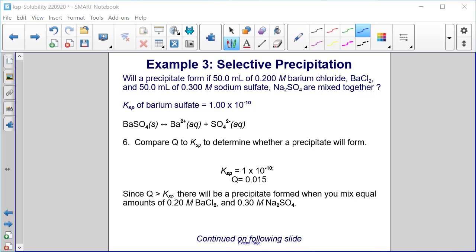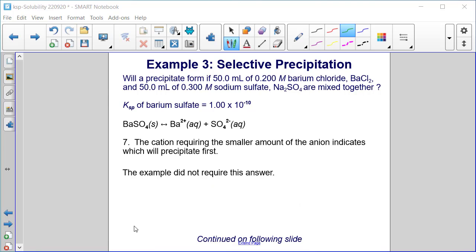Compare Q to Ksp to determine whether a precipitate will form. Ksp is 1 times 10 to the minus 10. Q is 0.015. Since Q is greater than Ksp, there will be a precipitate formed when you mix equal amounts of 0.2 molar barium chloride and 0.3 molar sodium sulfate. For the sake of completion, step 7 tells us that the cation requiring the smaller amount of anion indicates which will precipitate first. This example didn't require us to do that because we only have the formation of one precipitate.